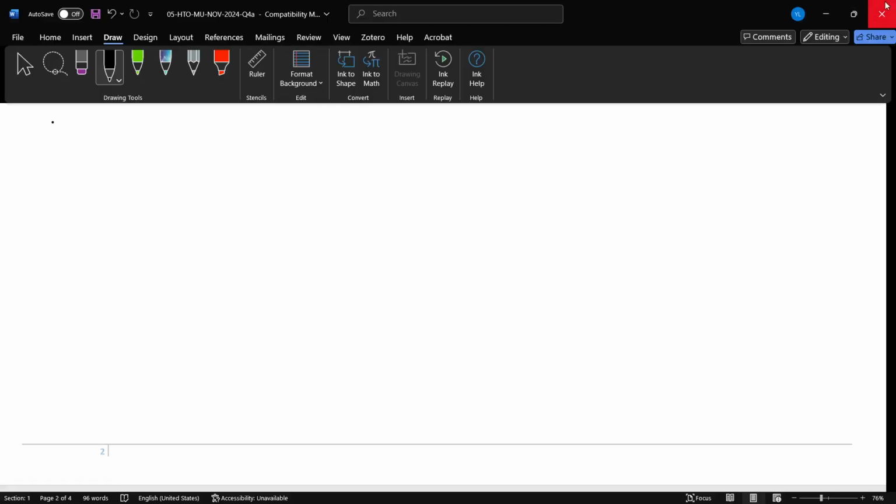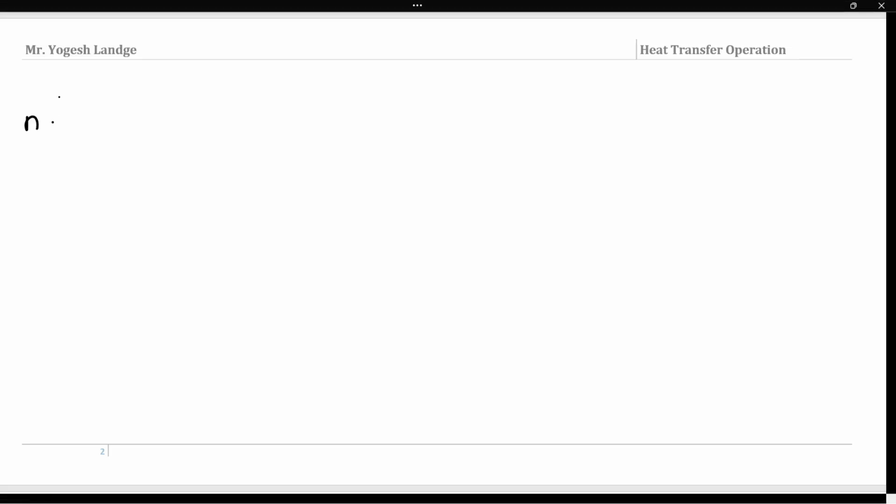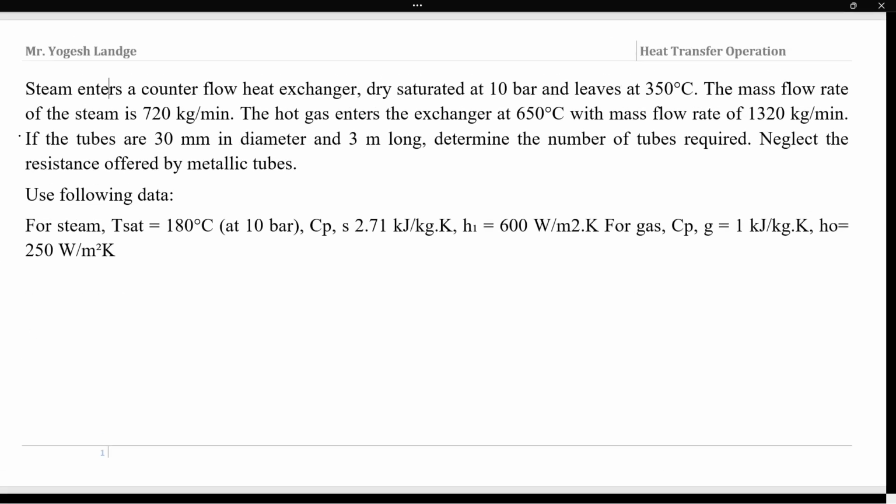So we want to know how many tubes there will be, the value of n that we want to calculate. How can I calculate n with the given data? We already have the data: two or three temperatures with dimensions, mass flow rate, and certain specific data, the specific heat and the heat transfer coefficient.